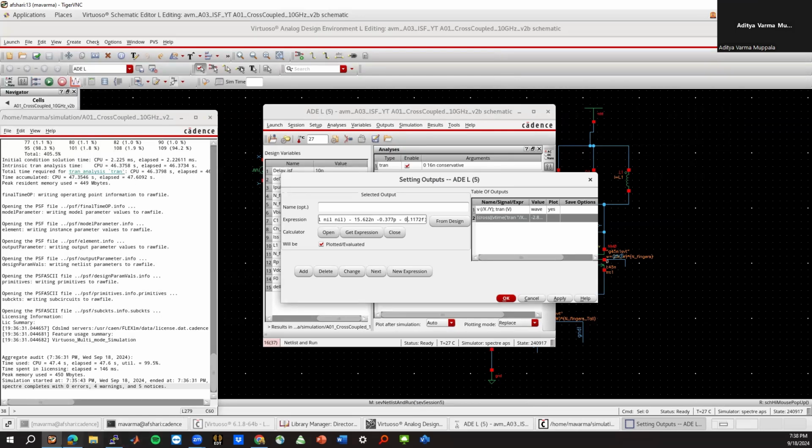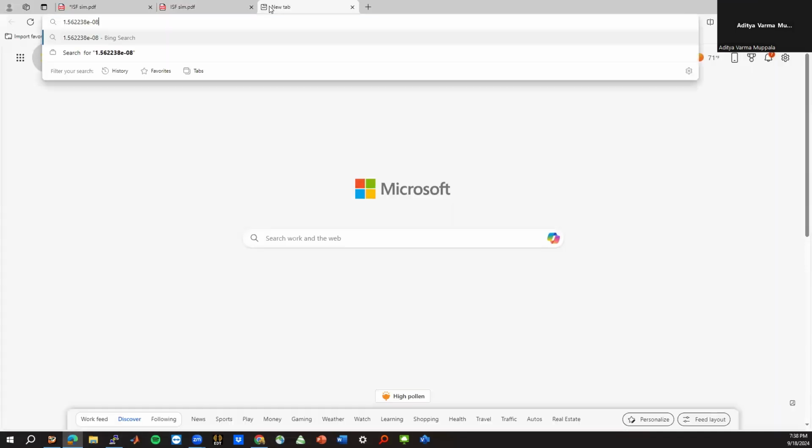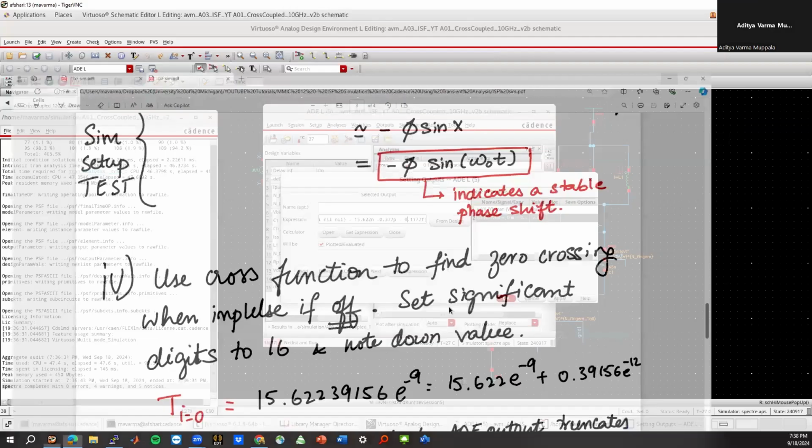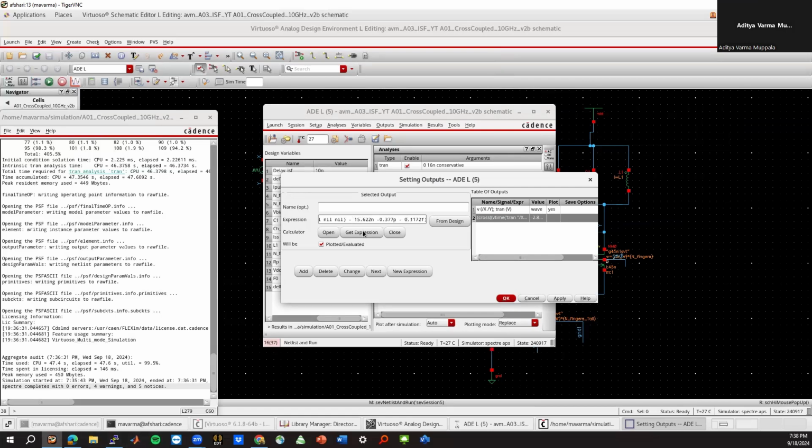What was the original value? Even here it doesn't show up. Okay, anyways. So the original value, I believe, was, we can print it here, 622.377.1172. So 622 is in nano, 377 in pico, and 1172 in femto, right? So that's the workaround.